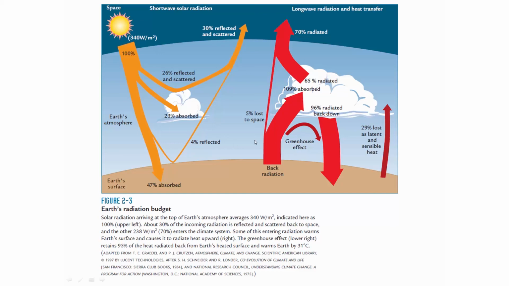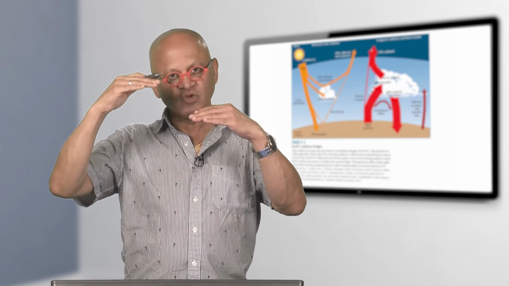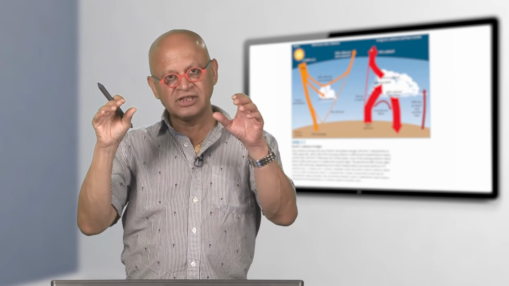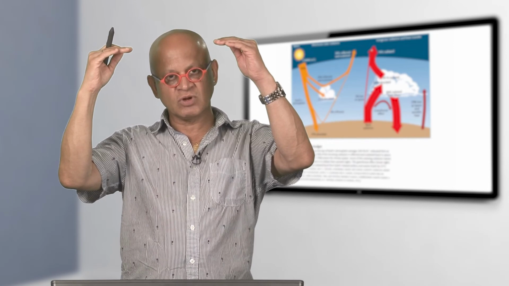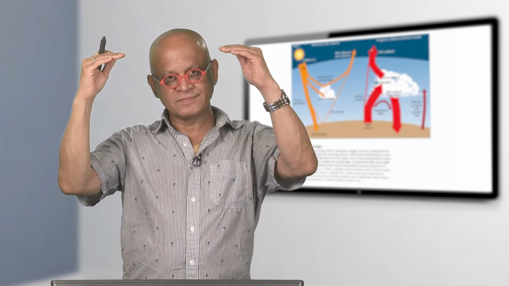But the most important thing is at the top of the atmosphere, the short wave and the long wave have to balance, and when we add greenhouse gases, this balance happens at a different temperature. This is what we call global warming.